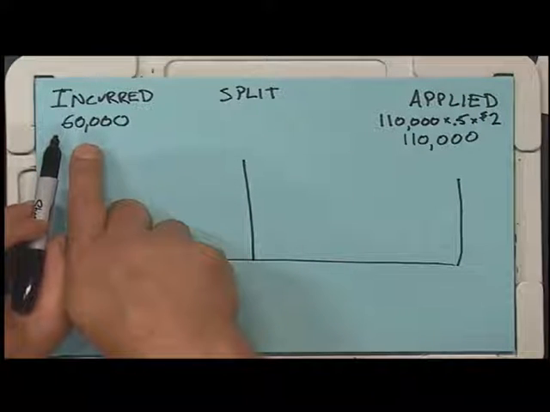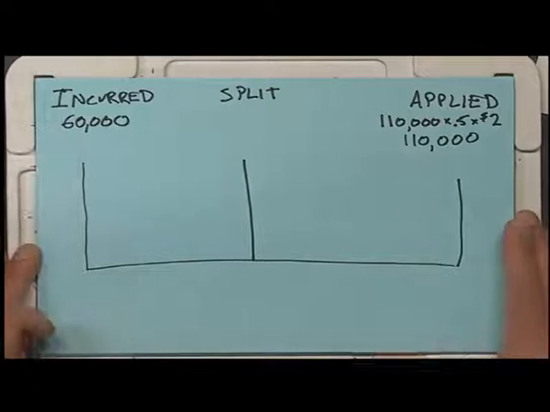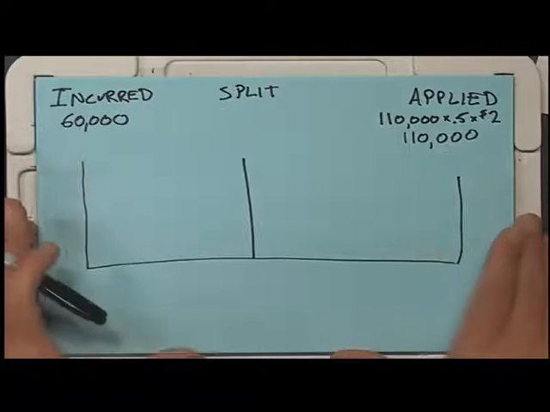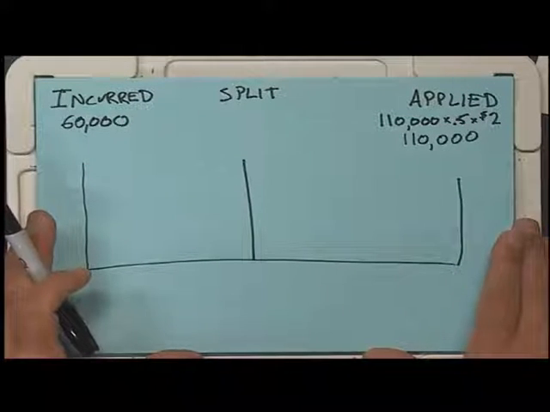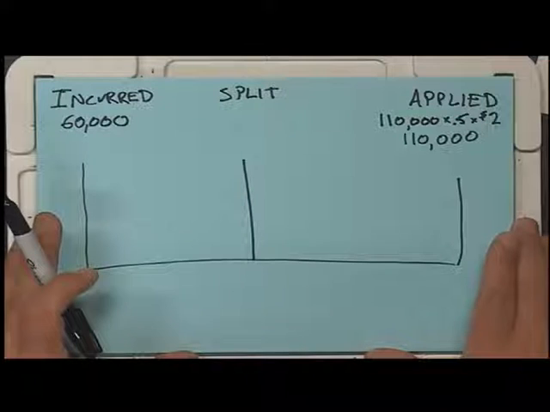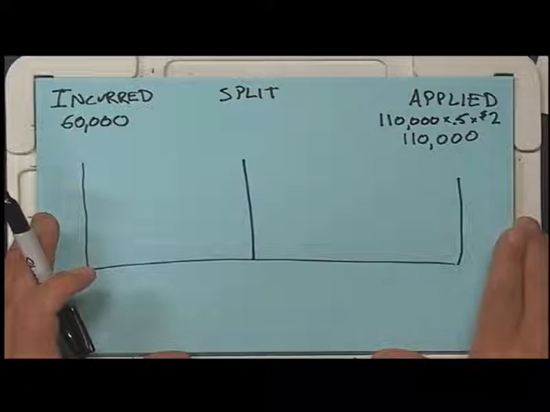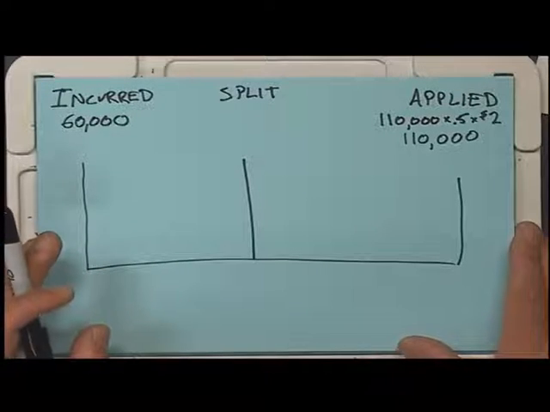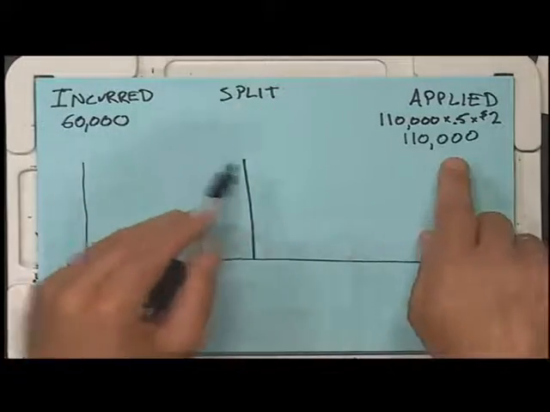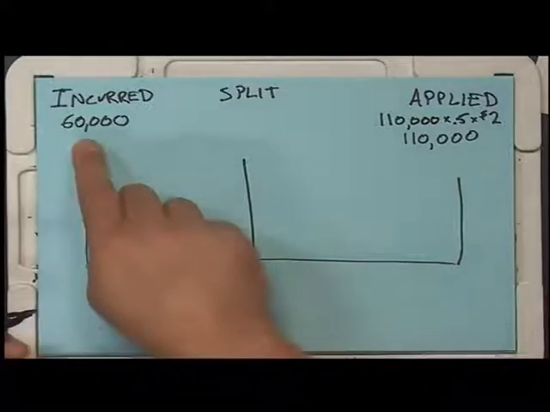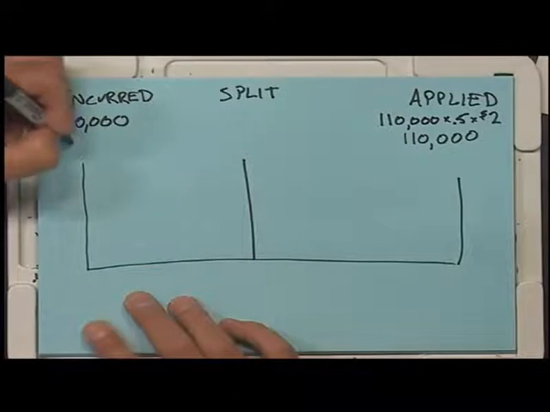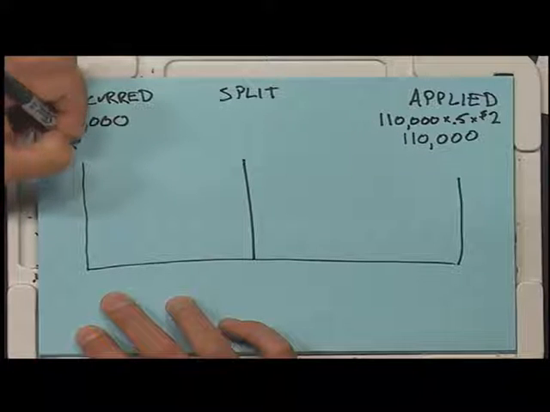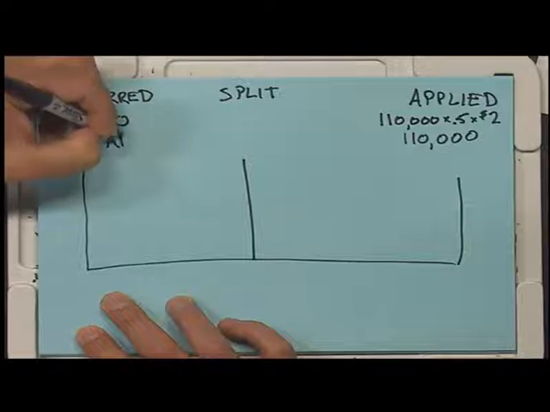We applied 110. We only incurred 60. Now, back in the old days when we did normal costing, we took this difference and we just made a single adjustment to cost of goods sold, but that's not going to be good enough for us if we really want a good report of why costs are deviating from what they should be. Then we're going to want to split this into a price amount and a quantity amount. So the way to think about it is that the incurred amount here is actual quantity times the actual price.